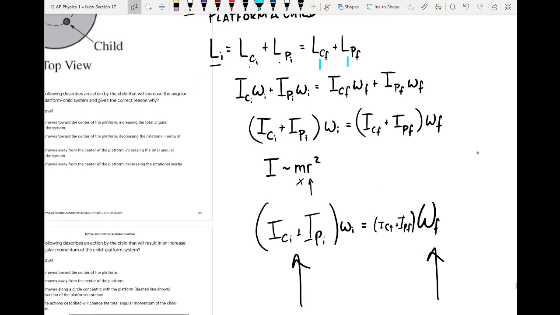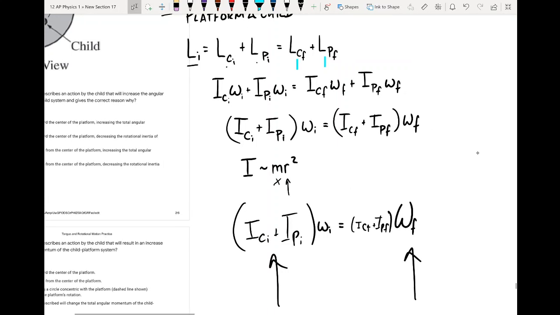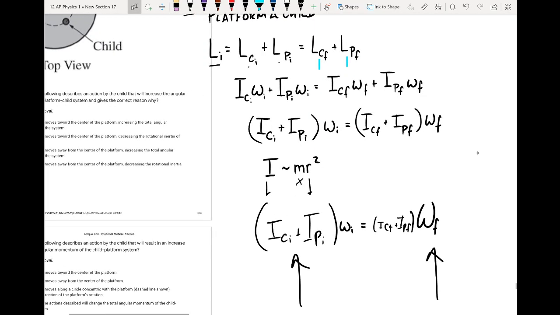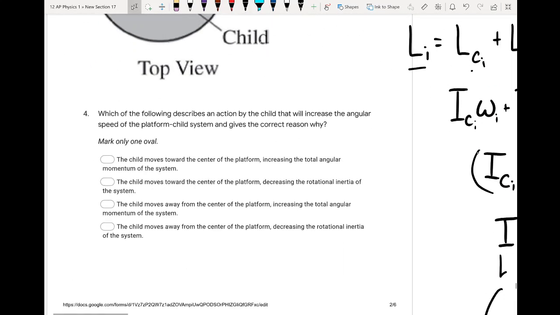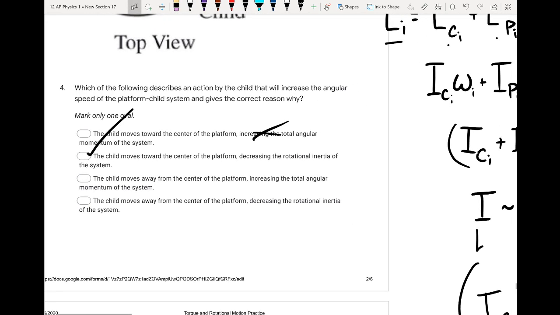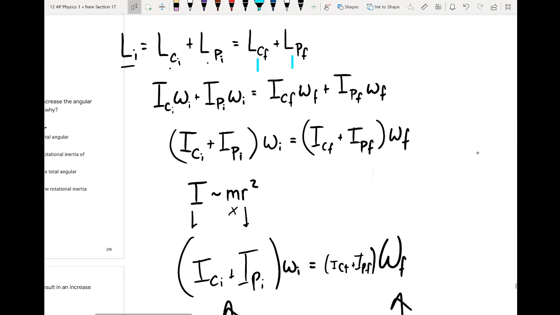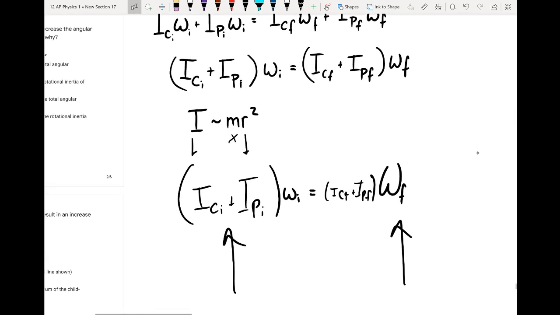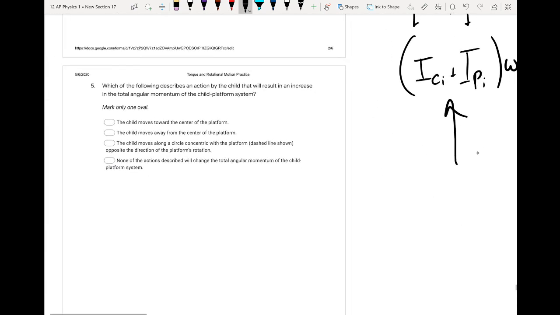We want I to decrease, so it looks like we have to decrease r. Sorry, I said that backwards. We want I to go from big to small, so we have to decrease r. Let's see which one of these follows that idea. Child moves towards the center of the platform, increasing the total angular momentum of the system? No. Child moves towards the center of the platform, decreasing the rotational inertia of the system? Yes, so that's going to be R1. We're decreasing the rotational inertia, which will change our rotational velocity.